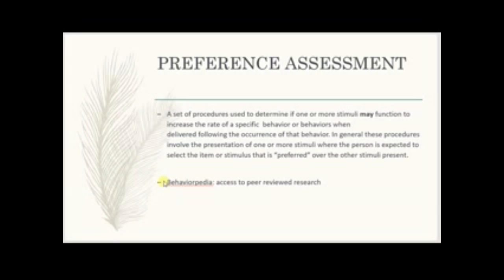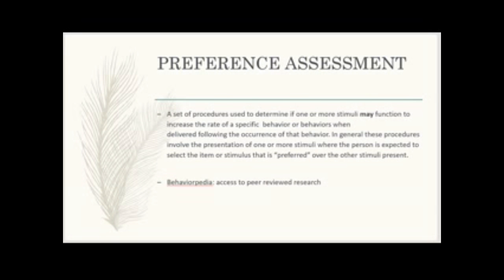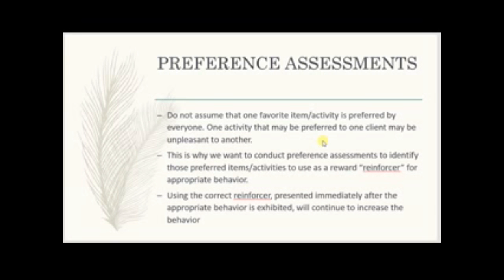So there's a web page called Behaviorpedia where you can access reviewed research, and it has definitions and articles on there. So you can go on there and learn more about preference assessment as well as other ABA terms or ideas, theories.